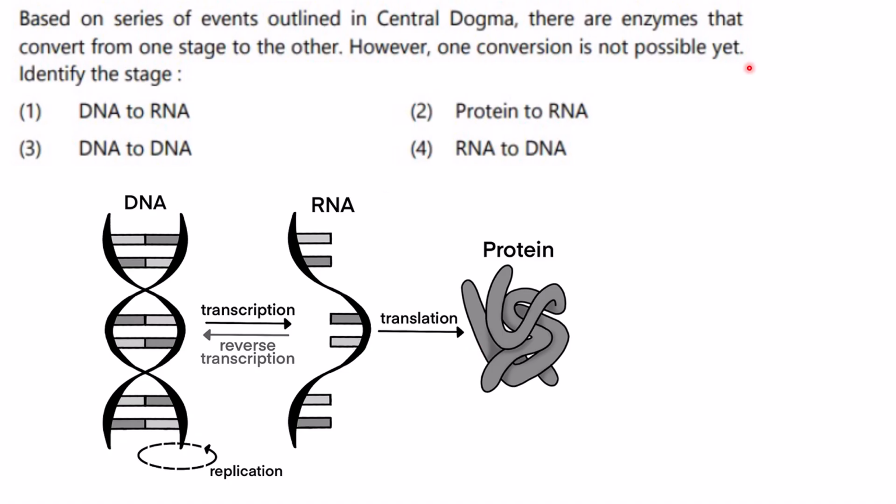One conversion is not possible yet. What is that? Protein to RNA. DNA to RNA, yes, this one, transcription. DNA to DNA, replication is possible. RNA to DNA, reverse transcription is possible. Enzymes are also involved in all these stages, but there are no enzymes which convert protein to RNA. So the answer is option 2.